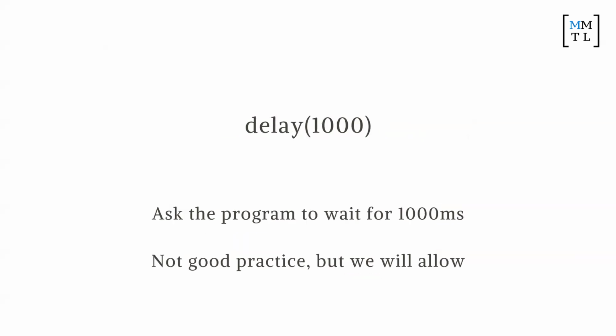All right, the final function is delay. Delay is a function that basically says you run a piece of code and then we wait for a certain number of milliseconds. So delay 1,000 means that you ask the program to wait for 1,000 milliseconds, which is 1 second. Now, this is not really considered good practice, but we will allow it for today because you haven't learned other ways to get around it. You will rarely see this in real mechatronics practice, and if you start writing code with delay, it's almost like a fireable offense. So please don't use this outside of this class, okay?